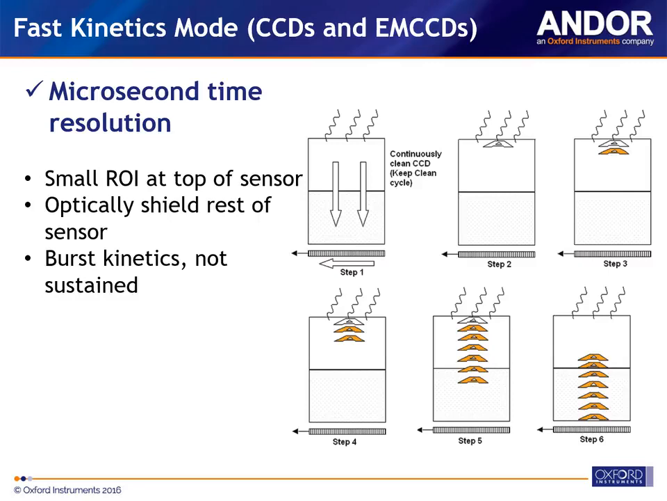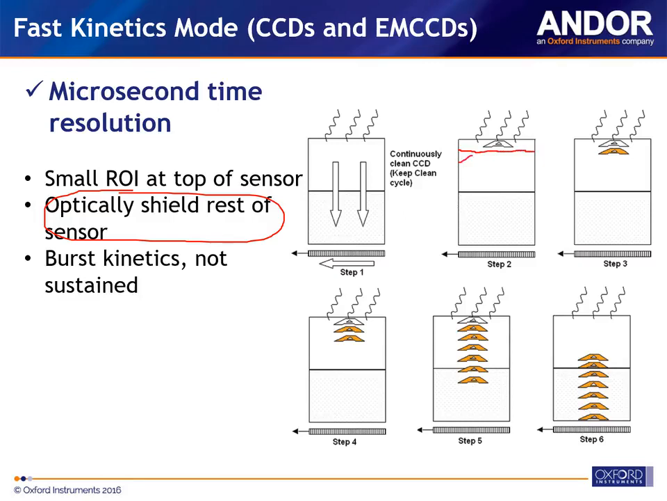Basically, we're defining a very small region of interest at the top of the sensor. I'm using here an architecture of a frame transfer CCD, but this could equally be done with a full frame CCD. So we have to optically shield the rest of the sensor from light falling on it. So say we've allocated, and you can do this through software, for the sake of argument, 50 rows at the top of this active area.